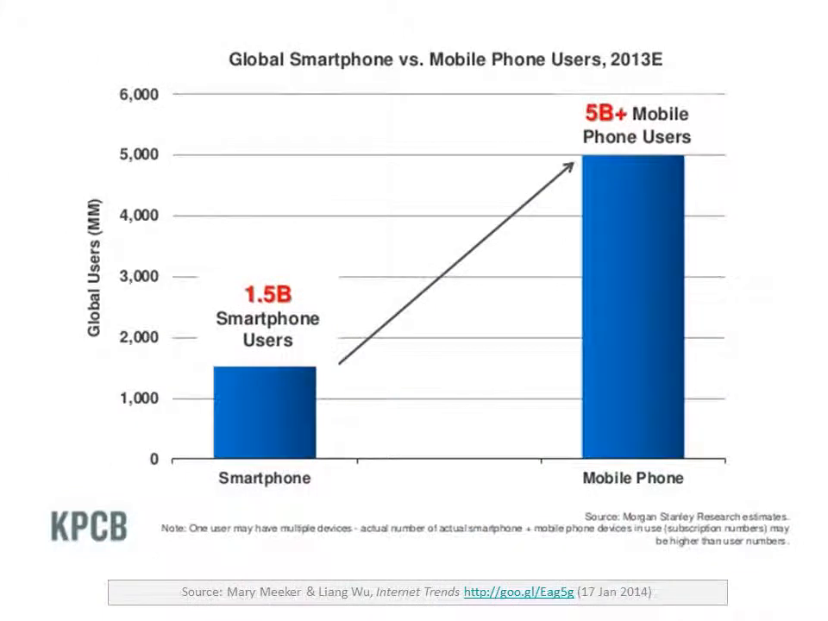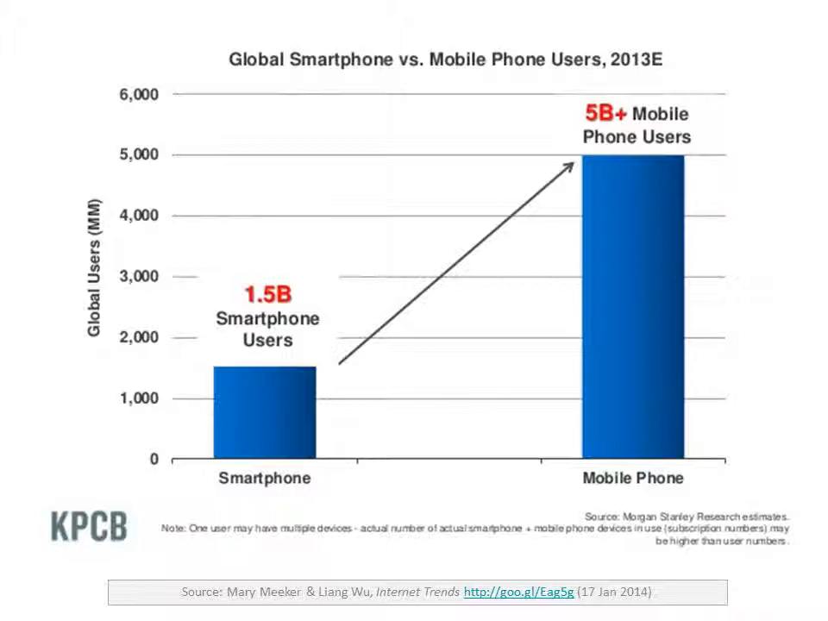But it's going to be a long time before most people in the world have access to a smartphone. As can be seen in this chart by Mary Meeker and Liang Wu, it's estimated that at the end of 2013, there were some 1.5 billion smartphone users out of more than 5 billion mobile phone users. In actual fact, these figures refer not to users, but to subscriptions. And because one user may have more than one subscription, the overall numbers are probably slightly lower.